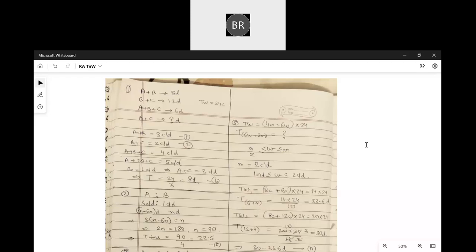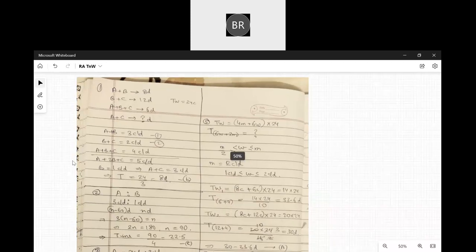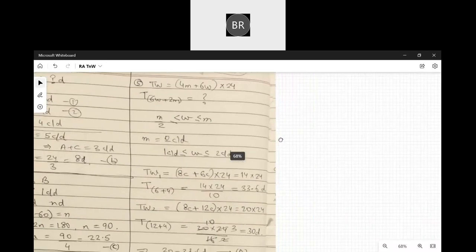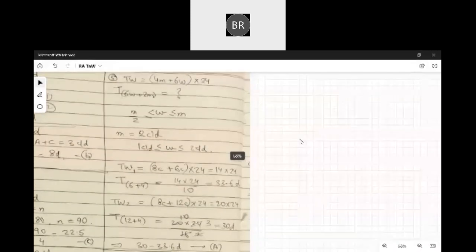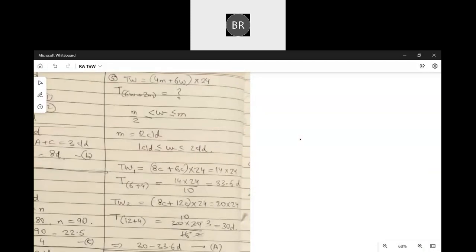Let's get started. Question number 5, everyone, pay attention. 4 men and 6 women complete a task in 24 days. Let me just zoom it over here. Question number 5, everyone, pay attention. Look. 4 men and 6 women complete a task in 24 days. So 4 men plus 6 women into 24 days, this is the total work. The question is asking, in how many days will 6 women and 2 men do it? Range.